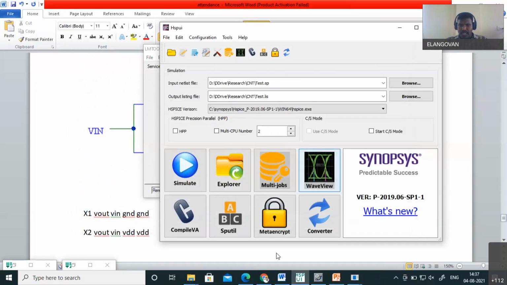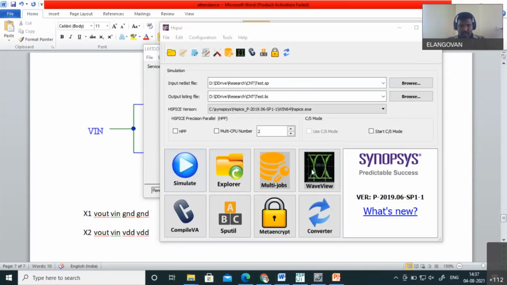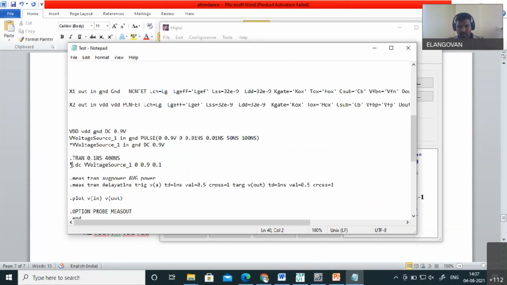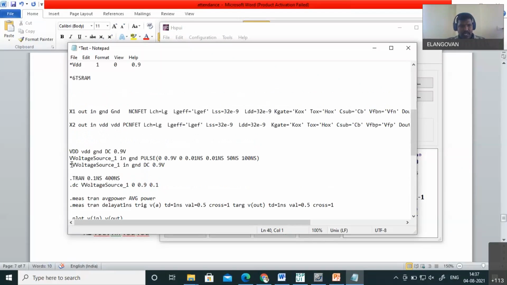Suppose if you want the DC analysis, we can do the DC analysis also. Doing both AC and DC analysis. For DC analysis purpose, I am applying my input as a DC source. So my input is a DC source. The DC value I am changing from 0 to 9 with a step value of 0.1, and the corresponding DC value what is coming.